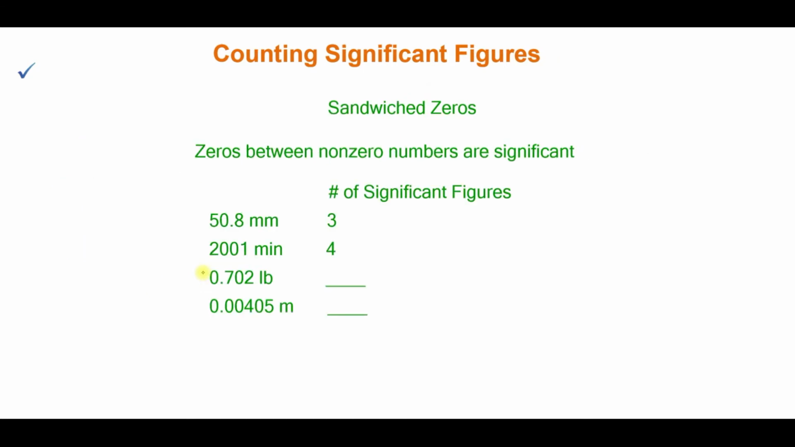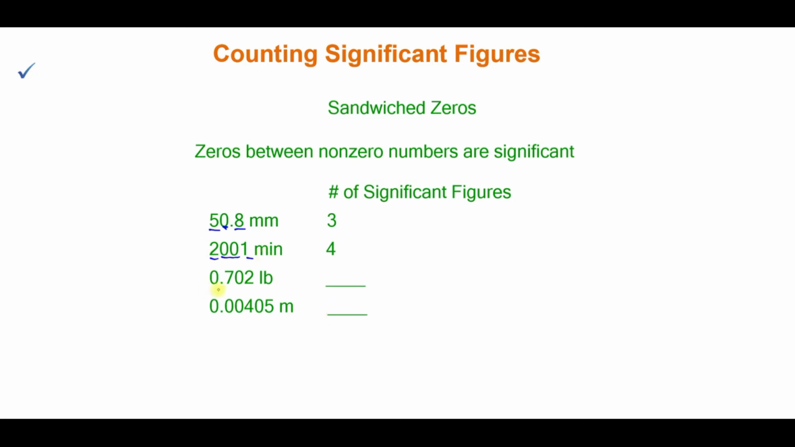Another zero rule, sandwich zeros. Zeros in between non-zero numbers are significant. So this one is significant. So we have 1, 2, 3. These 2 are in the middle, so we have a total of 4.